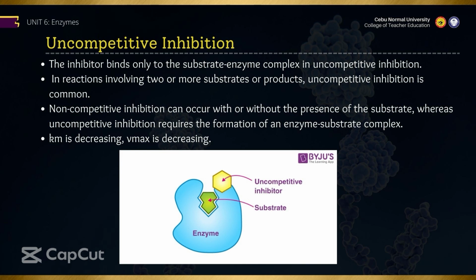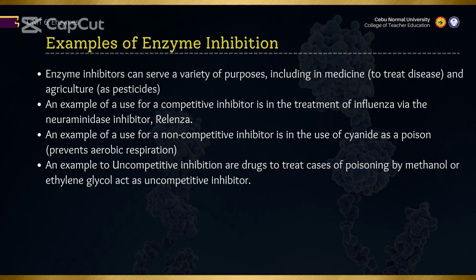So now we're done talking about the three inhibitions. Let's see some examples of enzyme inhibition. The first one is a summary or recap. Enzyme inhibitors can serve a variety of purposes, including in medicine to treat disease and in agriculture as pesticides.